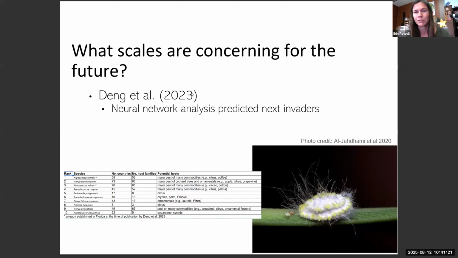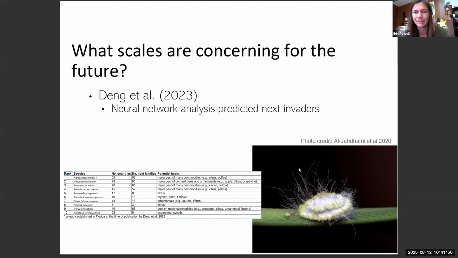And by the time the article was written, 2 of them were actually already established in Florida, which were Planococcus minor and Nipaecoccus spiritus. So Lebec mealybug and one of our polyphagous ones that's really closely related to citrus mealybug. It was amazing how well this study predicted that, because 2 of them had already arrived. But one thing that I'm particularly worried about is this scale right here.